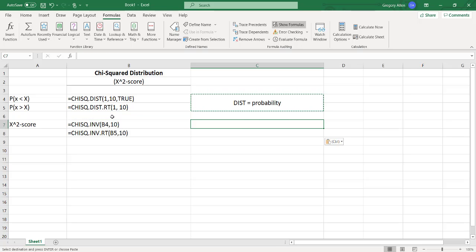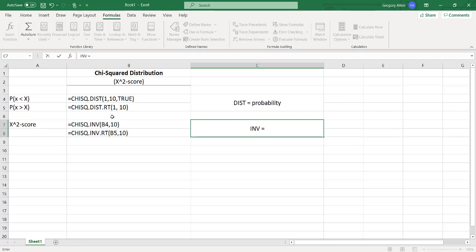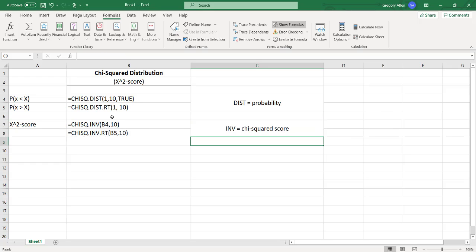Okay, so again, you see the same pattern here, right? If you want to find a chi-squared score, then just like we've seen in the previous scenarios, you use the inverse versions of the chi-squared functions.